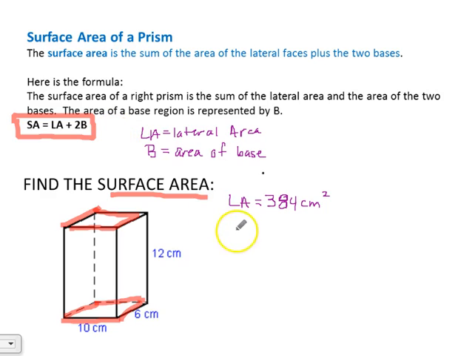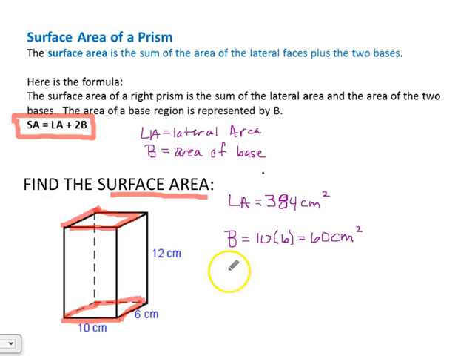So in order to find the surface area, we have to find the capital B, which is the area of the base. And this is where it comes in. It's important that we know what the shape of the base is so that we can use the correct formula to find the area of the base. In this case, our base was a rectangle, so we know it's base times height. So we're going to take 10 times 6, which equals 60 centimeters squared.